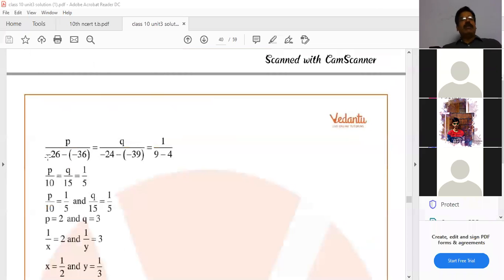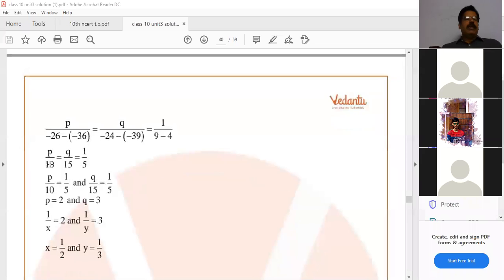Cross multiplication. Okay, now P by 10 is equal to Q by 15 is equal to 1 by 5. P by 10 equal to 1 by 5. P equal to 2 and Q equal to 3.